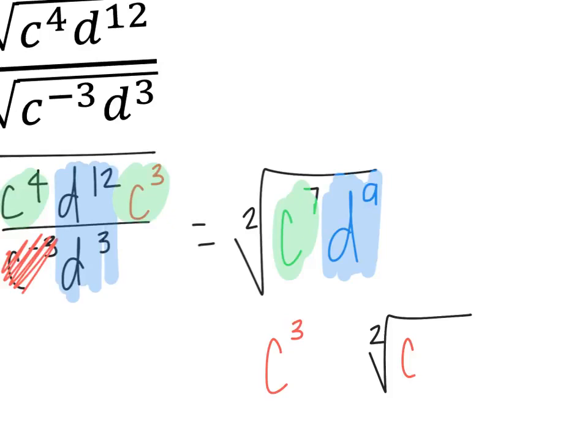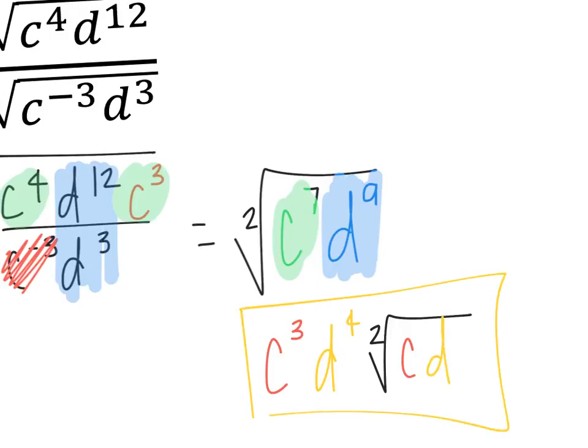I'm just starting with those. Okay. And then I have D to the 9th. So how many groups of 2 can I come up with? I have 9 D's. D to the 4th. And then what would be left over? D on the inside. So that would be your final answer.